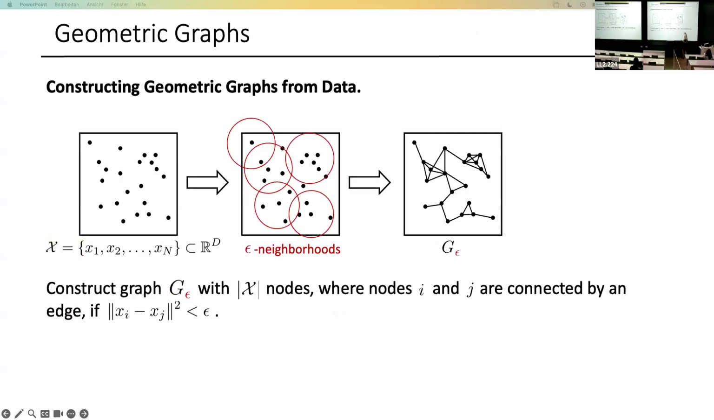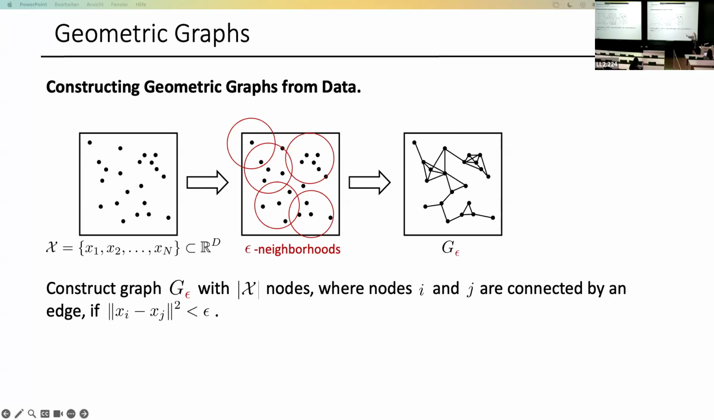So suppose we have a data set, here script X, that contains samples from some high-dimensional Euclidean space. And let's say that those samples really lie on some low-dimensional data manifold, but we know nothing about this manifold, right? We only know there's some low-dimensional structure, but we have no idea about the geometry of that low-dimensional structure.